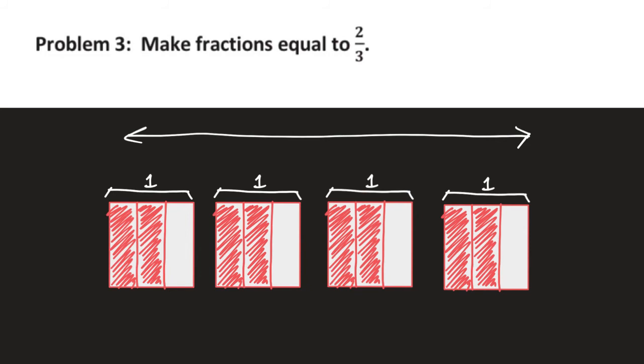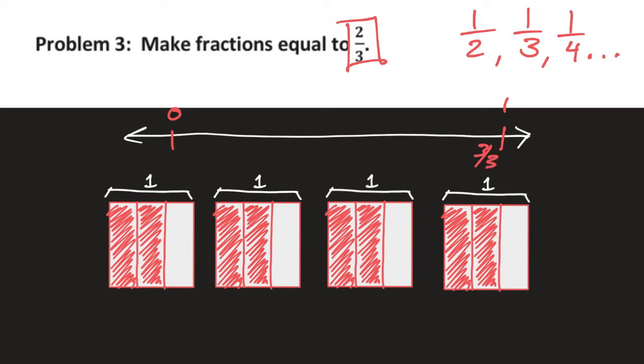So here we run into our first non-unit fraction. Here we're making fractions equal to 2/3. A unit fraction has a numerator of 1. So 1/3, 1/2, 1/4, and so on and so forth. So 2/3 is not a unit fraction. I'm going to start with my number line. Once again, I'm in thirds, so the end is going to be 3/3. So right here I have 1/3, 2/3, and then 3/3. So 2/3 is the fraction that I am making here.